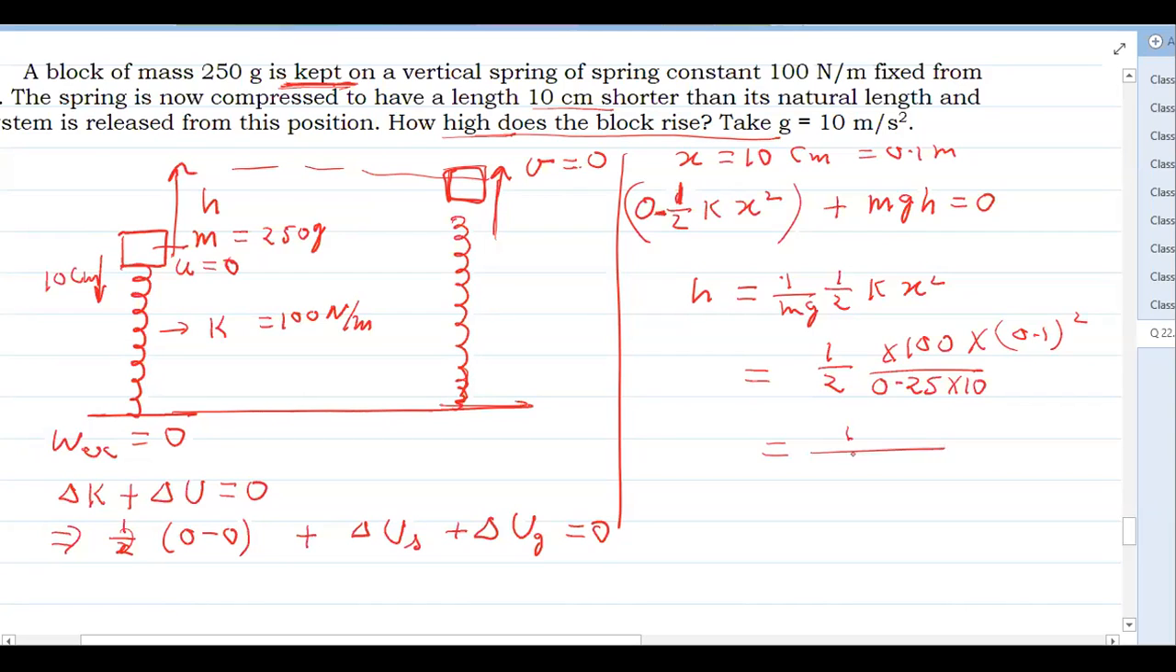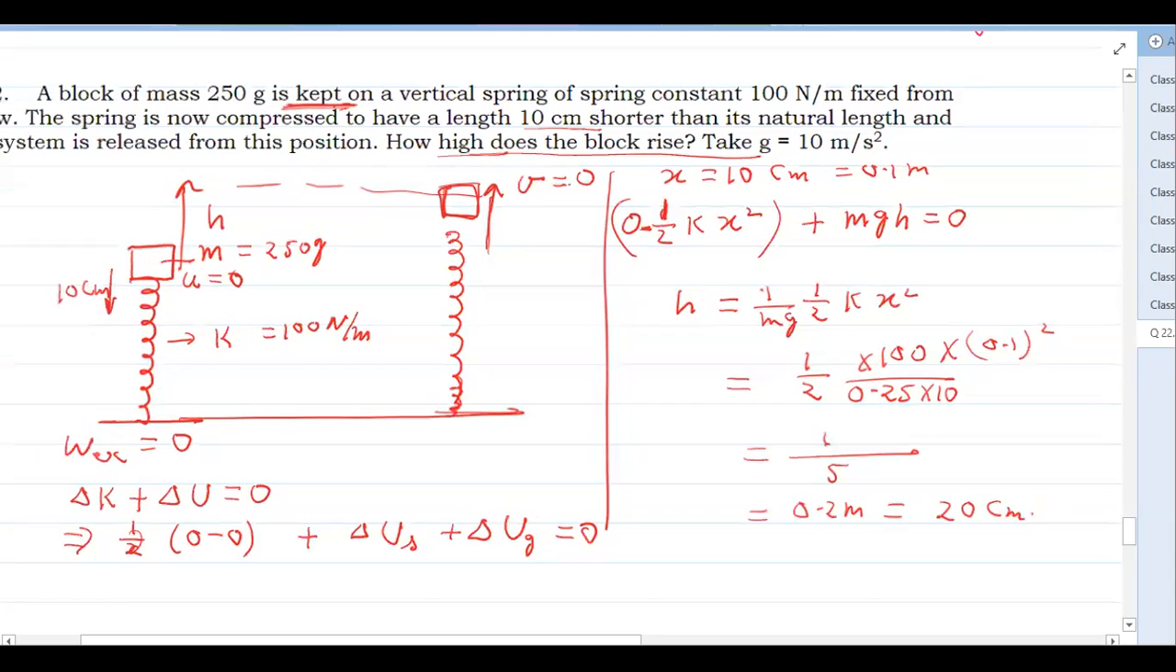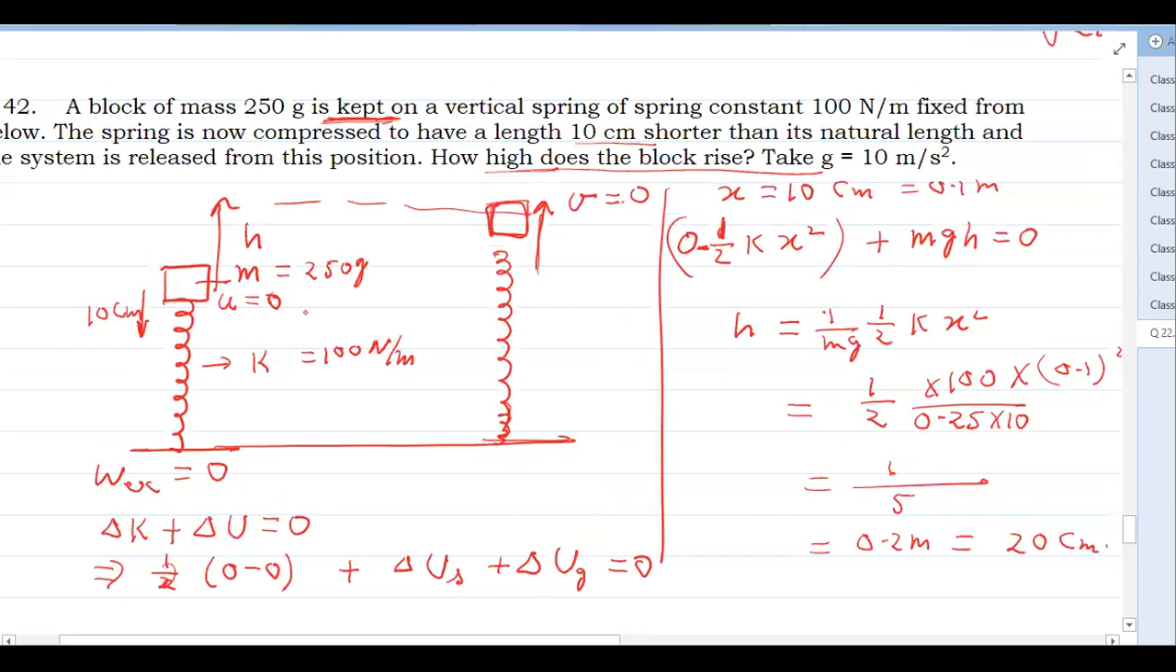So we are having height equal to 2.5 into 2.5 into 2. So 1 by 5 we are getting, so 0.2 meter or 20 centimeter. We are getting a height of 20 centimeter. Okay, so the object rises by height 20 centimeter above the initial compressed position.